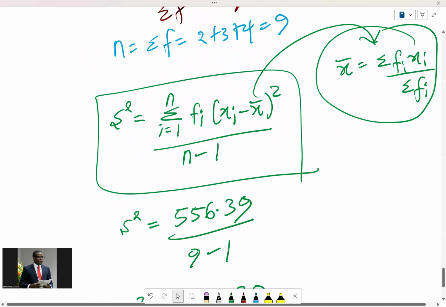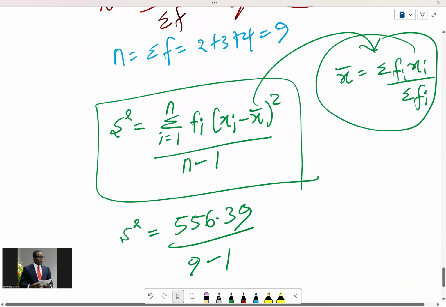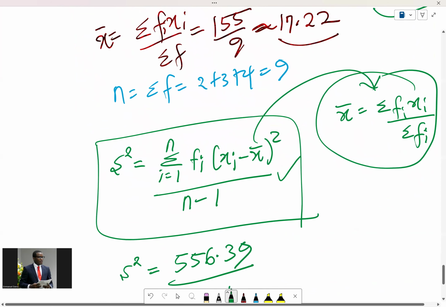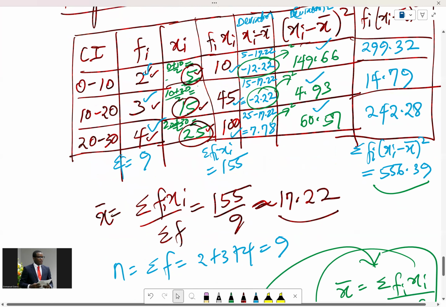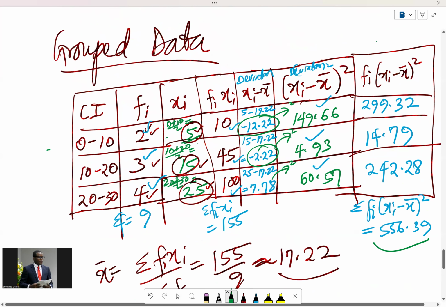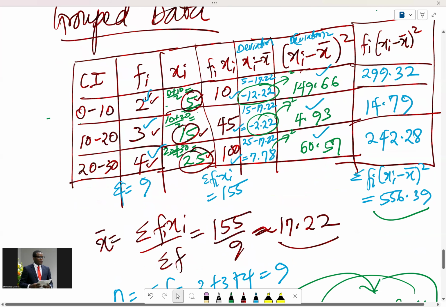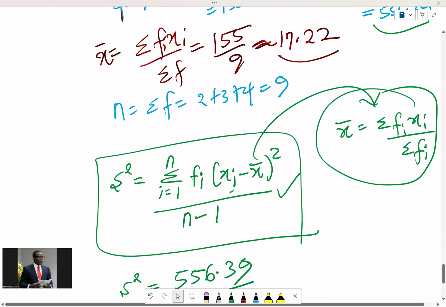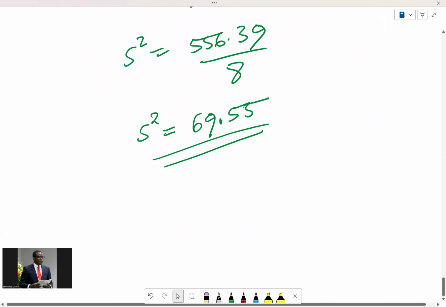And to know what to do, the first thing is to write down the formula. From this formula, you know the first thing you need is the midpoint x_i because you have an interval. That is the average of the smallest and biggest in the class, divided by 2. Then you find the mean using this formula. The next thing is to find the deviations, x_i minus x bar, then you square them. Once you get the squares, you multiply by the frequencies, each by each, and then you sum everything together and divide by n minus 1.